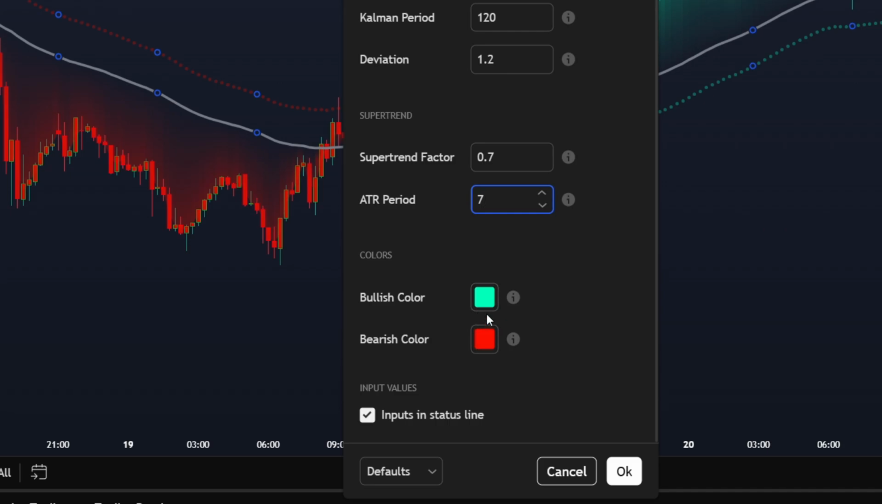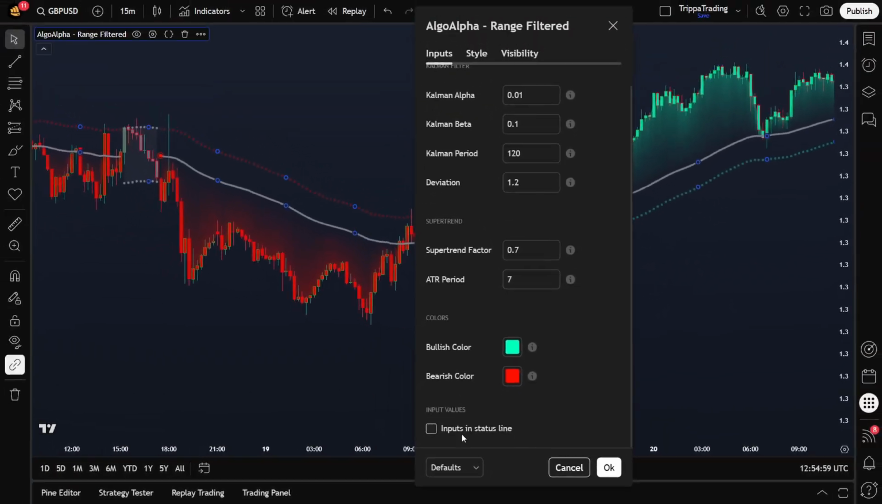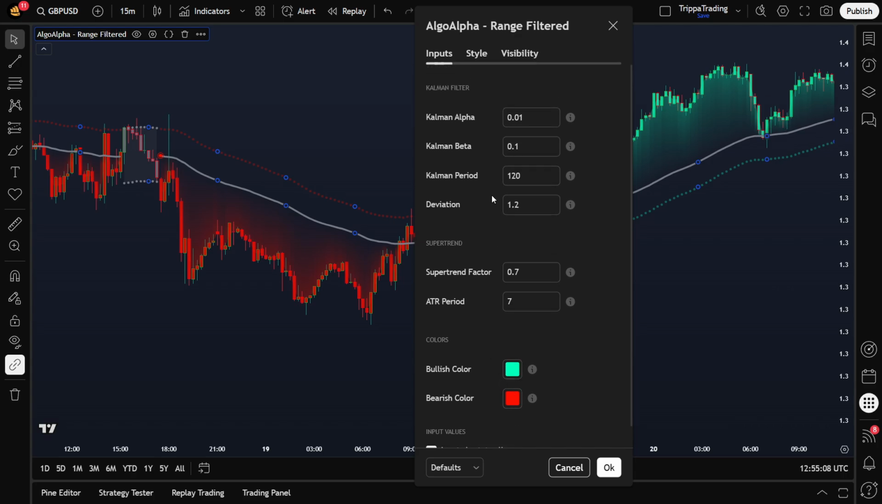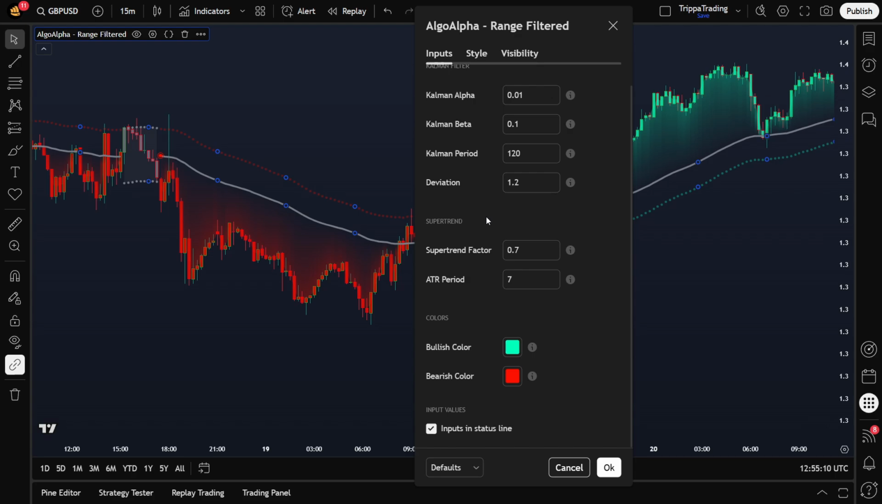Scroll a bit further and you've got color settings, where you can customize the bullish and bearish colors. Lastly, there's a checkbox for inputs in status line. If you tick this, your key values will be displayed at the top of your chart, helpful if you're testing variations and want a quick look at your setup.